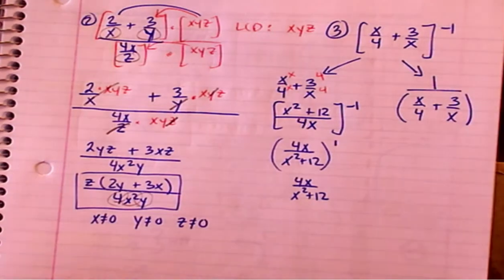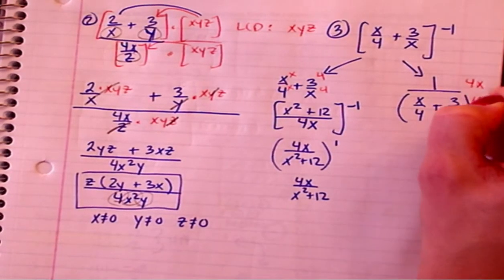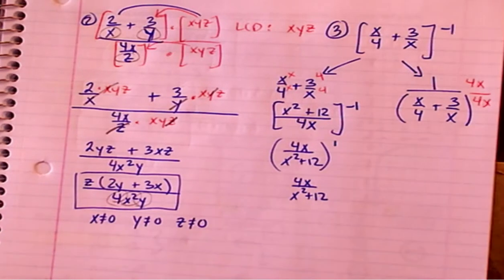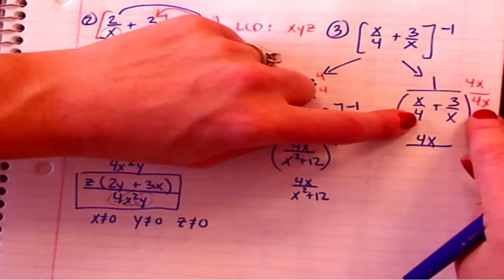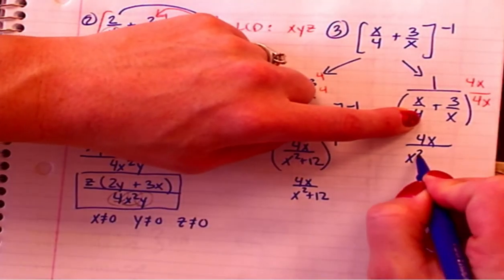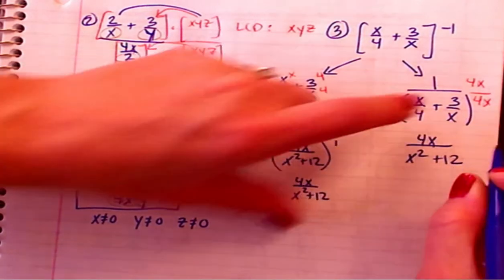Okay, so now I could do my least common denominator where I multiply by 4x on the top and the bottom. Notice it's still equal to 1. Okay, so I get 4x for the top. The 4's cancel and I get x squared. The x's cancel and I get 12.